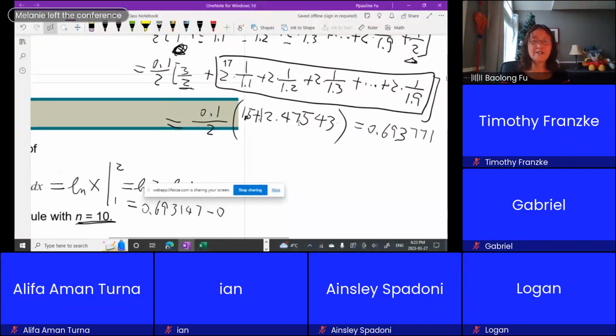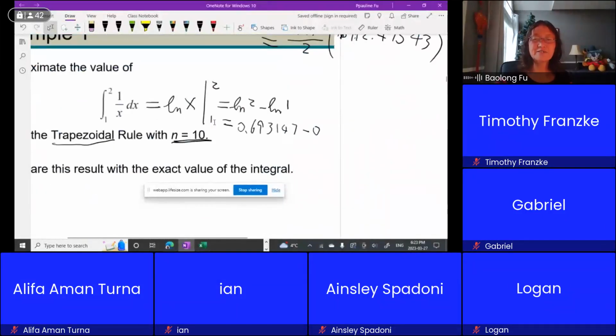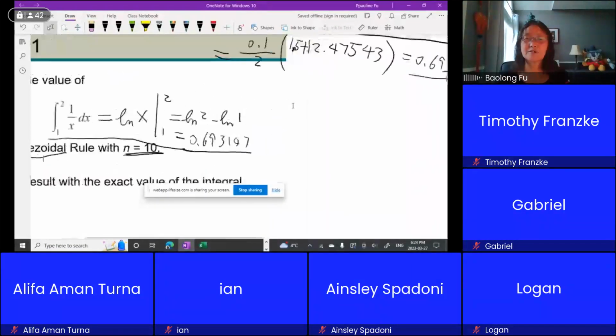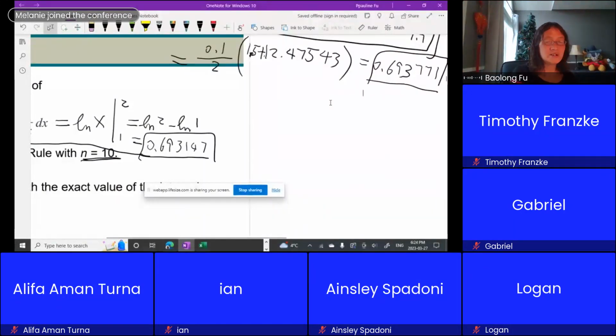So this is the final result, my estimate. When you compare my estimate with the exact value, this is the exact value of this integral. They're very close. Did you see that? They're very close. Compare these two numbers: one is the estimate, the other is the exact number. Okay, any questions?